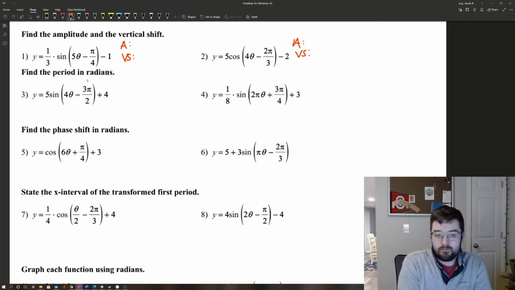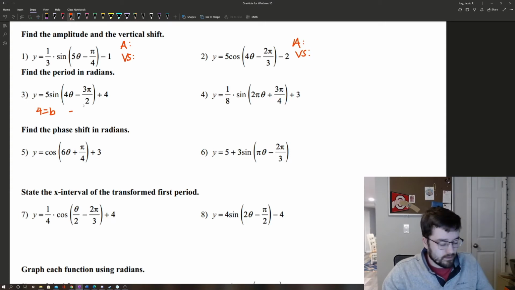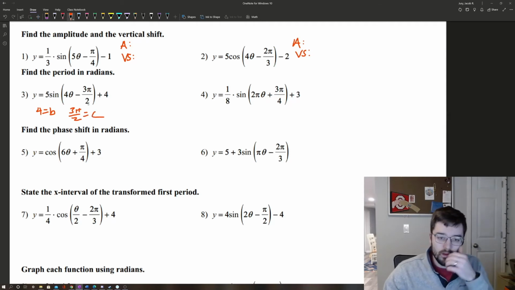Find the period in radians. So this is new. We're finding the period of 5 sine 4 theta minus 3 pi over 2. So we want to check. Okay, so 4 is my b, and you don't really need to write that down if you recognize that already. 4 is my b. The negative doesn't count. Consider everything in these functions looking like this, where 3 pi over 2 is sitting on its own away from the negative. So 3 pi over 2 is equal to c. So if I need to find my period, I really only need b.